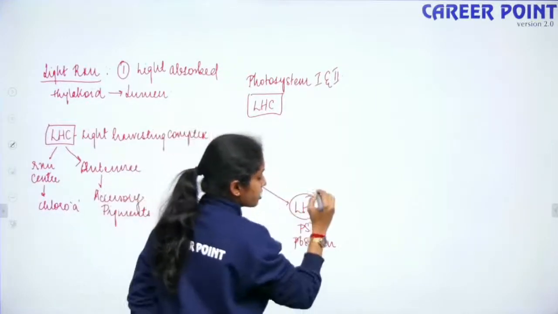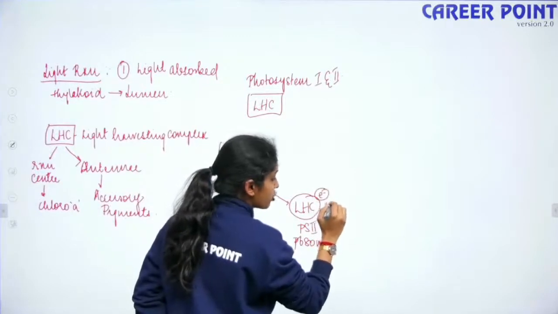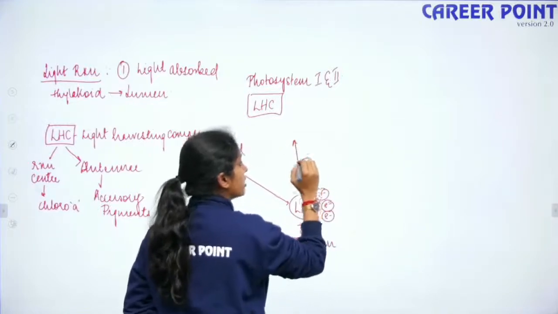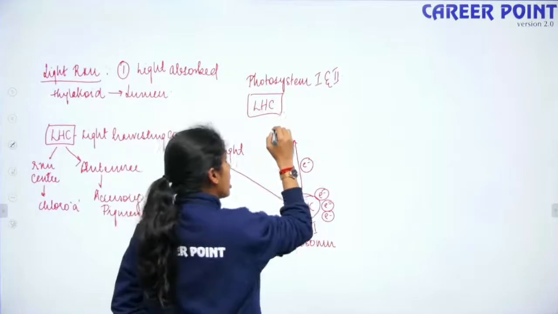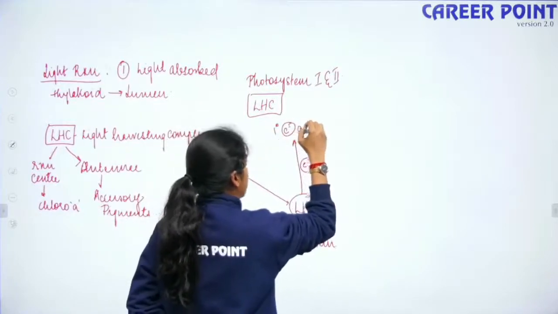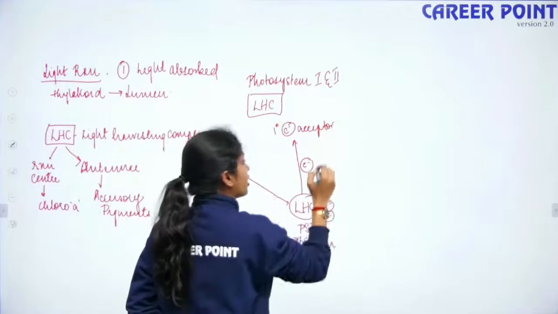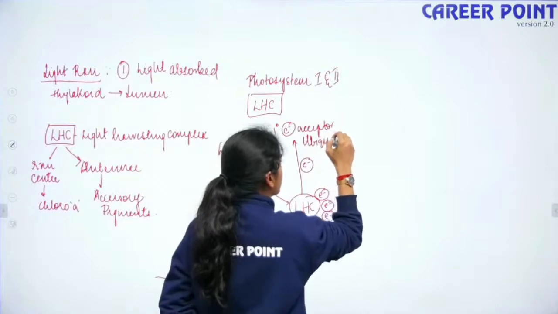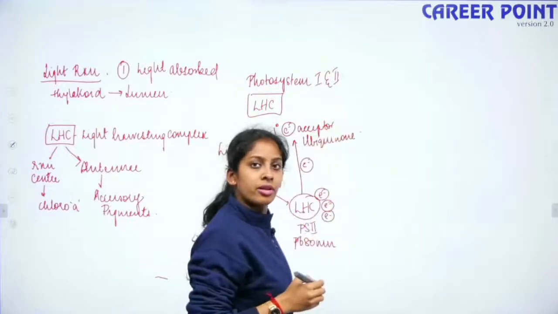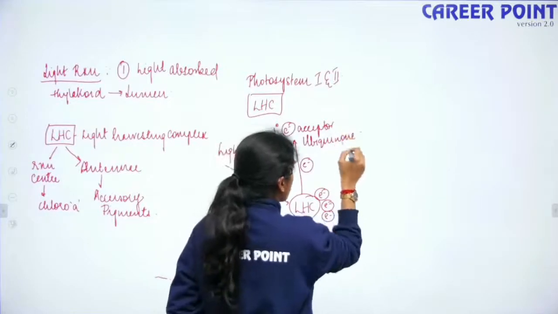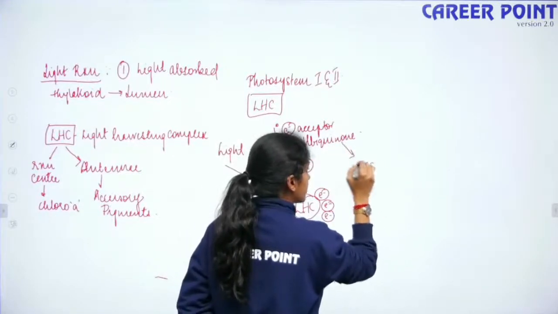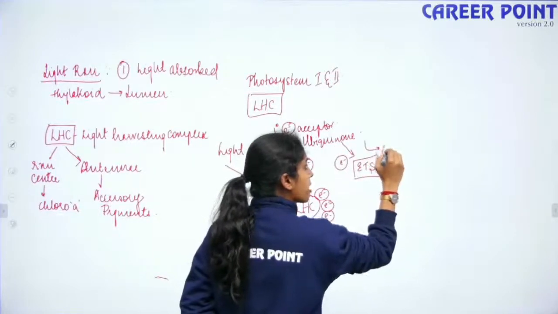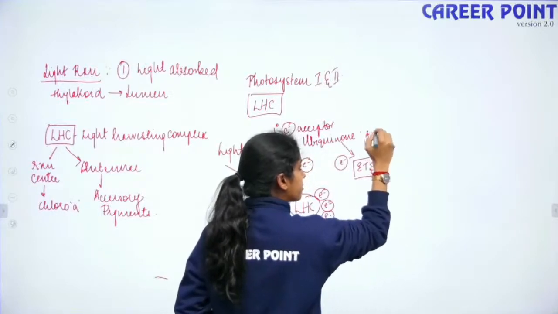When it traps the light, it excites the electrons present here. The electrons get excited so much that they reach the excited state. Here you have the primary electron acceptor, which in PS2 is your ubiquinone. From here the electron moves inside the electron transport system, and when it does, ATP is produced from ADP.